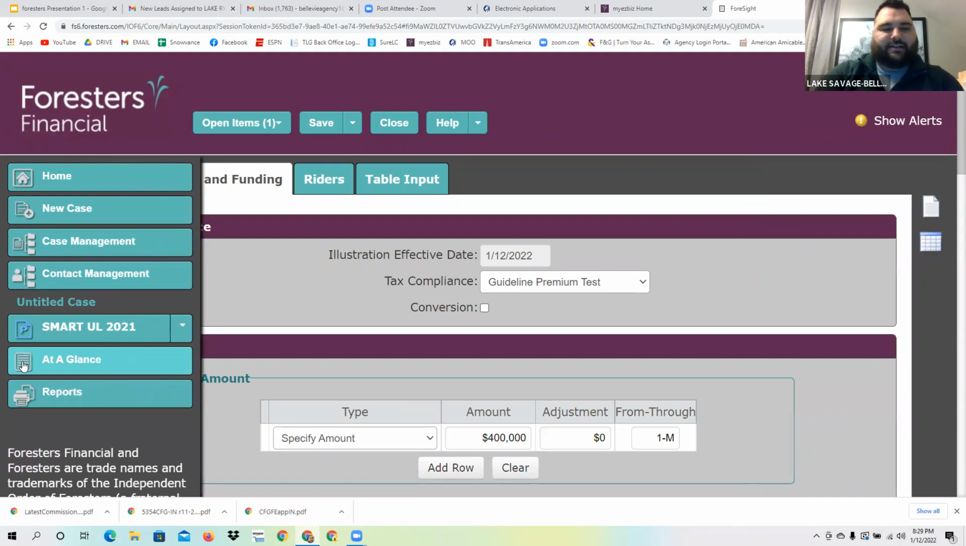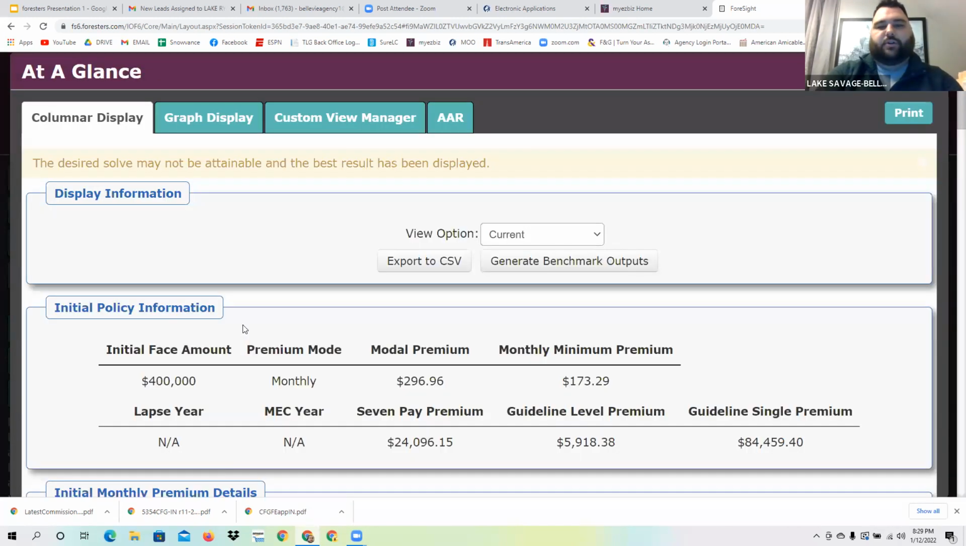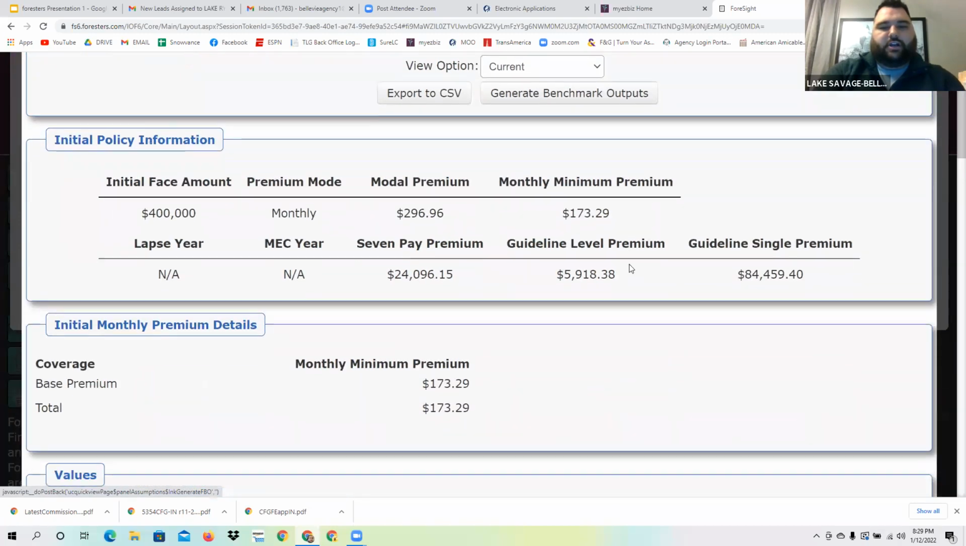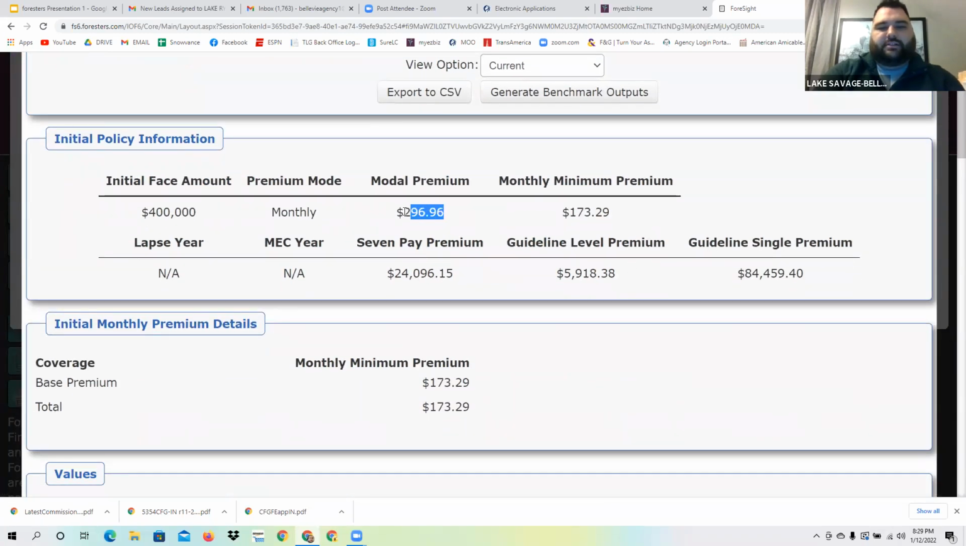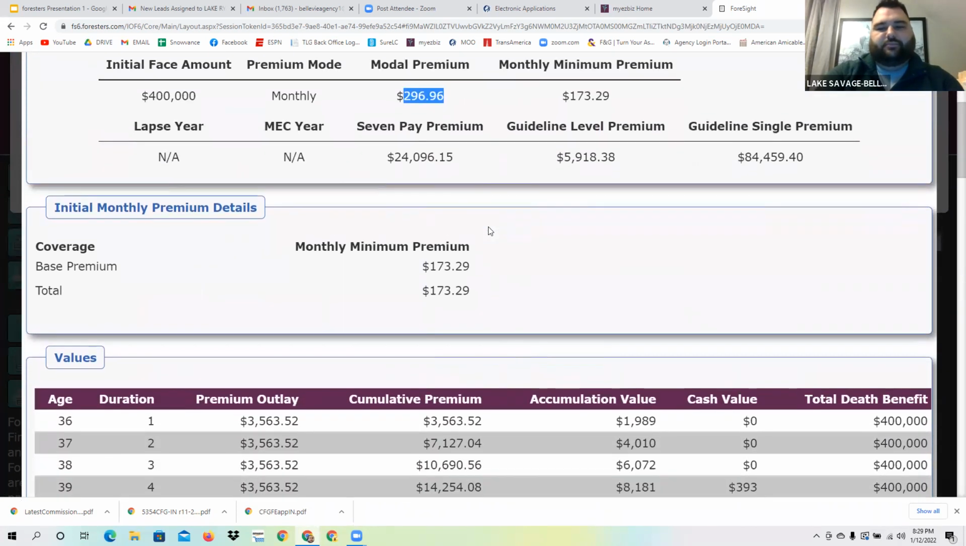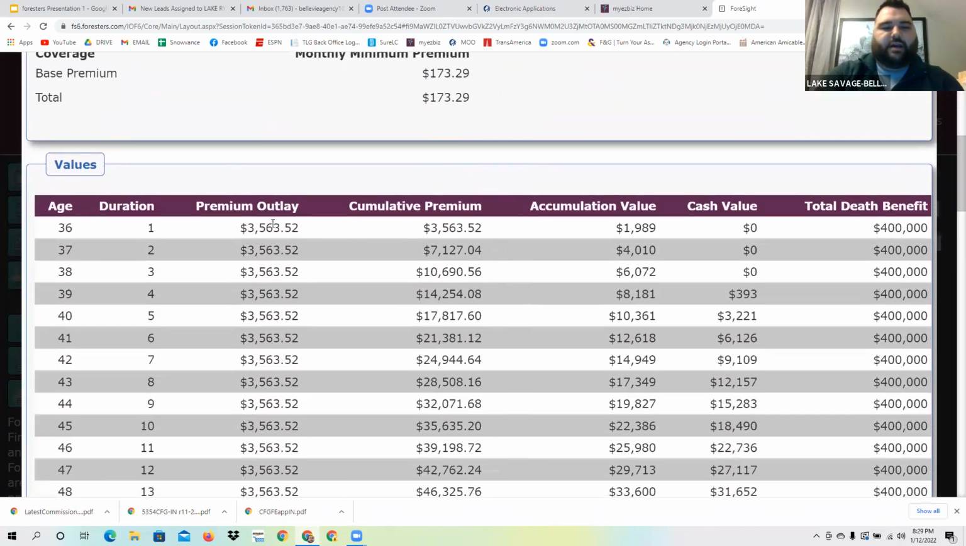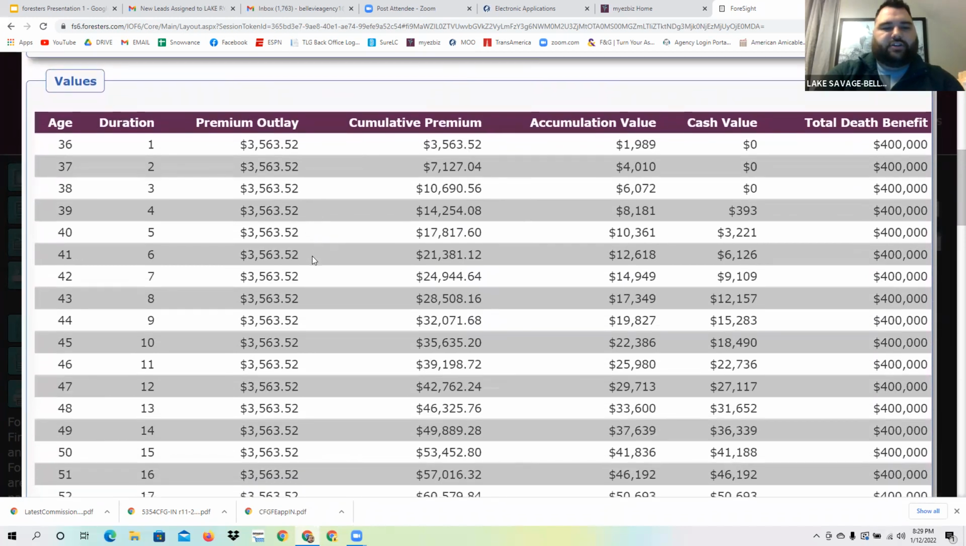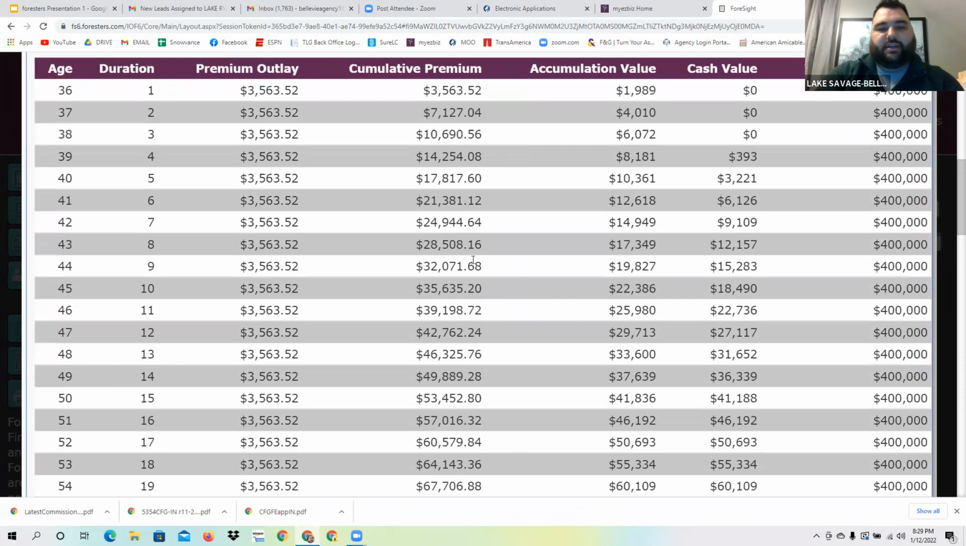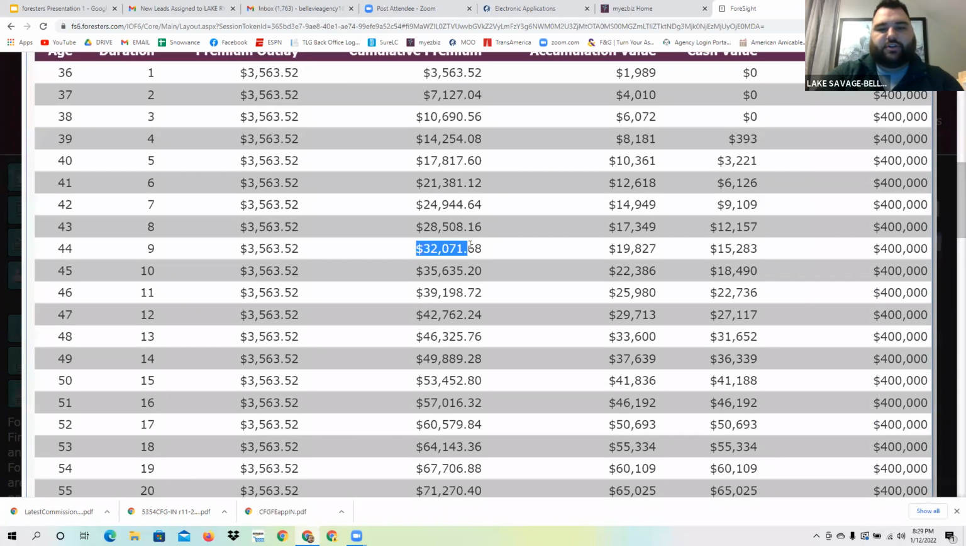If you go over here and add a glance, it'll show you the cash value earned, okay? So modal premium is the same as target premium, 296, pretty much the same. So we got the premium outlay. So that's the cost of insurance year in, year out, the cumulative. So adding year on top of year on top of year, that's the total cost of insurance.